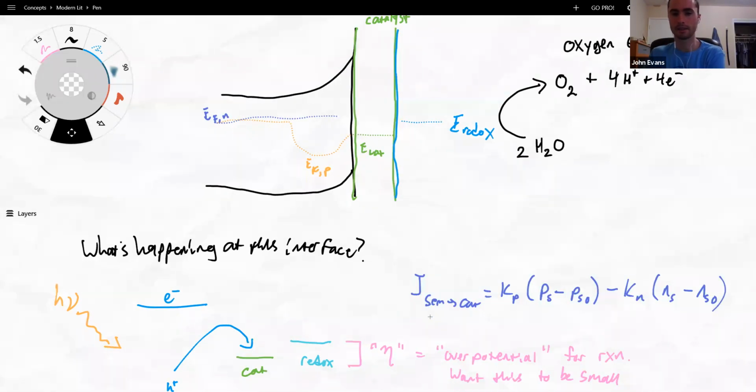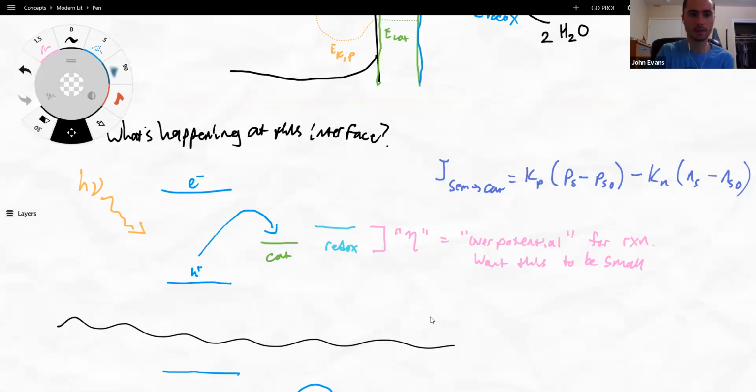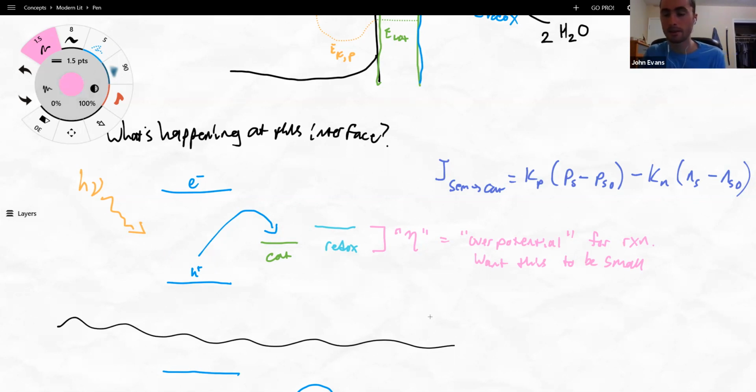So let's look at what's happening at this interface. We have light that comes into our semiconductor. Then we have an electron hole pair that's generated. So we have the electron that jumps up here. We have our exciton pair. And then this hole, just like we've seen before, creates a photocurrent by moving to the catalyst level. Now, this difference between the catalyst level and the redox level, which is where the hole is going to go next, is called the overpotential, or eta. You want that to be as small as possible.